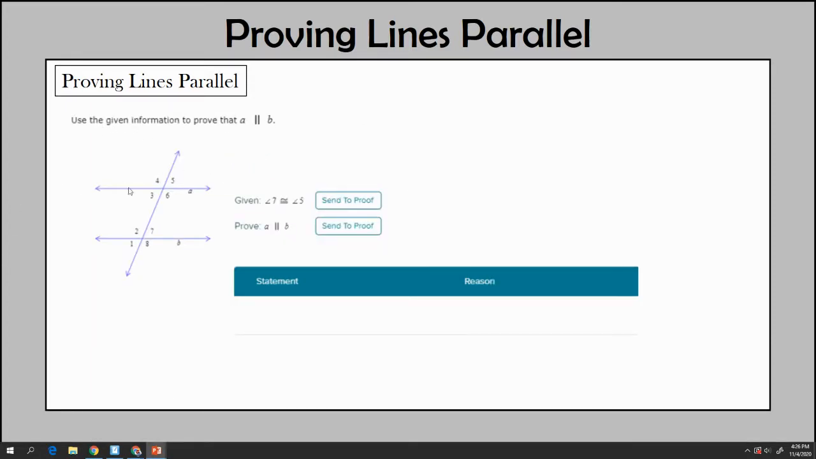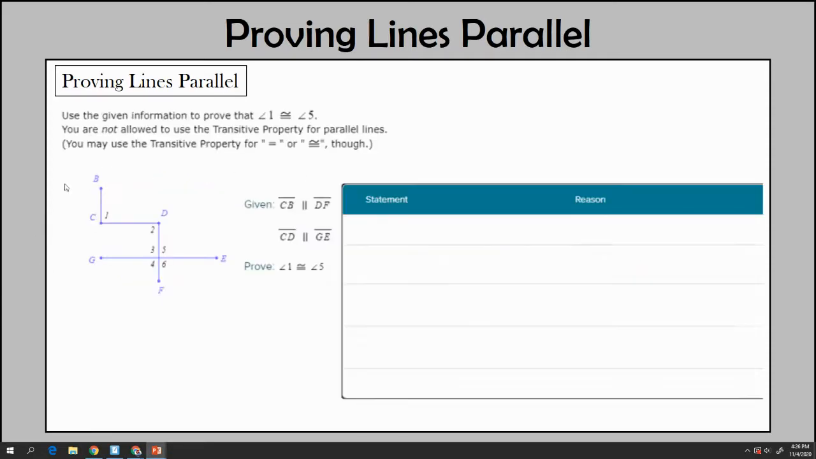Use information to prove that A is parallel to B. Here's our transversal. They tell us 7 and 5 are congruent, and they're asking us to prove A parallel to B. Well, let's take a look. 7 and 5 are corresponding angles, and if corresponding angles are congruent, then the lines are parallel. So enter in your given, angle 7 congruent to angle 5. That's enough. We now know A is parallel to B because if corresponding angles are congruent, then the lines have to be parallel. Those are pretty basic, pretty straightforward.